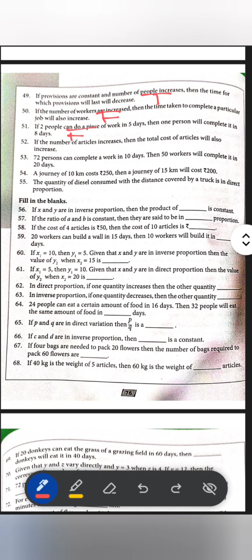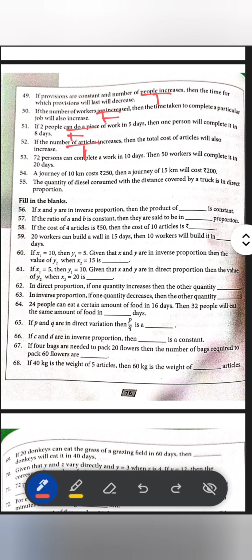If the number of articles increases, then the total cost of the articles will also increase. Yes, that is correct. The more dresses you buy, the more bill you have to pay. Correct? So this is general knowledge, or else just use your mind.